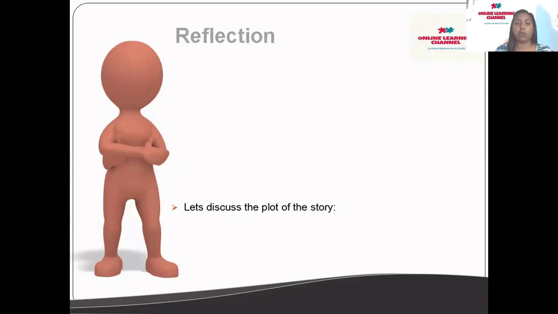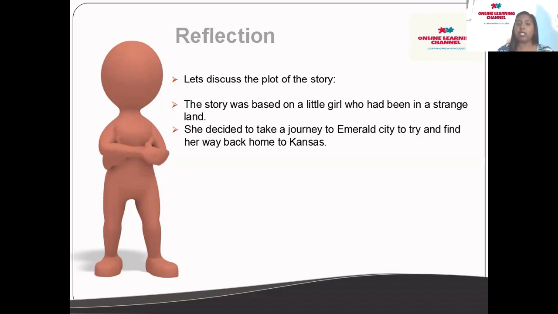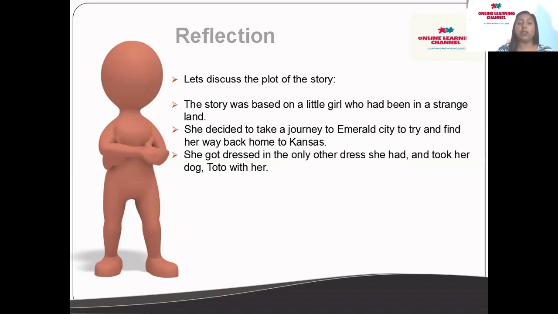Reflection is what happened in the story. Let's discuss the plot. What is a plot? A plot is basically the summary of the story in a few sentences or a few lines. So let's go on. The story was based on a little girl who had been in a strange land. That's point number one. She decided to take a journey to Emerald City to try and find her way back home to Kansas. We saw that she was lost because she didn't know where she was. She got dressed in the only other dress that she owned. She took her dog Toto with her.